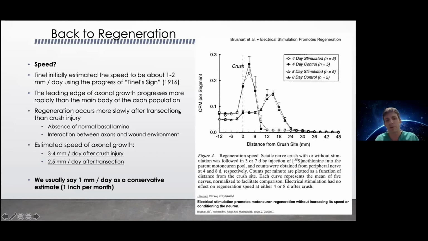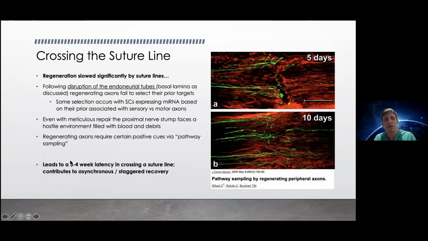What is the speed of regeneration? Well, we usually say a millimeter a day, just to be conservative. The estimated speed is reported and measured at 3 to 4 millimeters a day, or 2.5 millimeters a day after transection. But one big factor here is the ability of the axons to actually cross that suture line. So when you're repairing two nerves together, you're going to have a suture line for them to cross. And there is about, to simplify, a 1-month latency period before axons are actually able to cross that suture line.